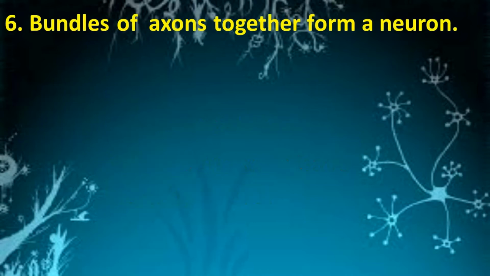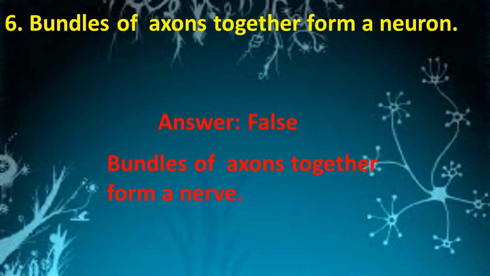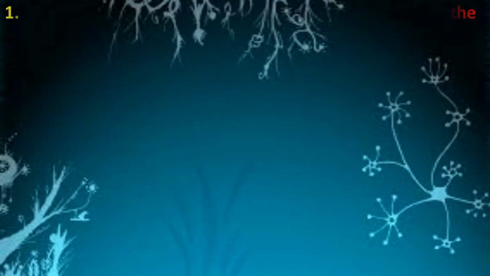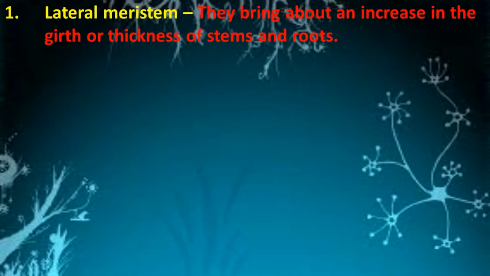Next question. Bundles of axons together form a neuron. Answer is false. Bundles of axons together form a nerve. Next question. State the main functions of the following. Lateral meristem. They bring about an increase in the girth or thickness of stems and roots.